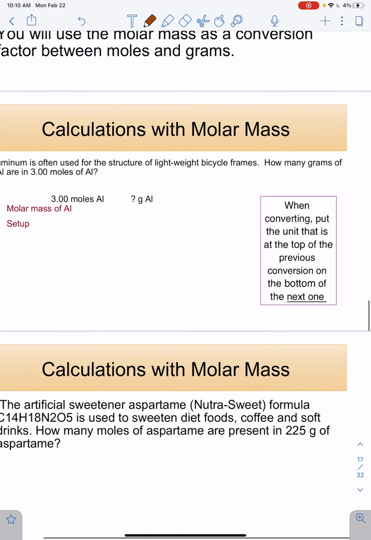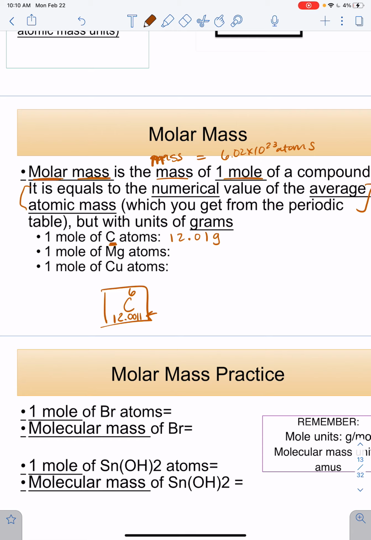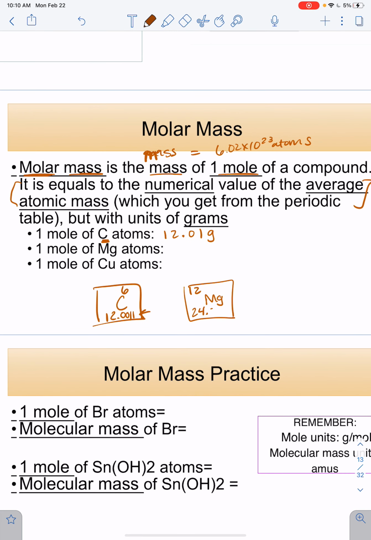I guess I don't have it here. I can look it up for you. So on the periodic table, magnesium's little square looks like this, Mg, and it has a 12 for the atomic number, and then your mass is 24.305. So you can just write 24.305, or you can round this to 24 grams. So 1 mole of magnesium atoms is equal to 24 grams.